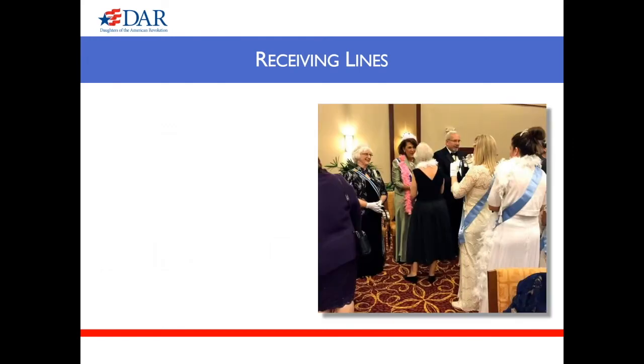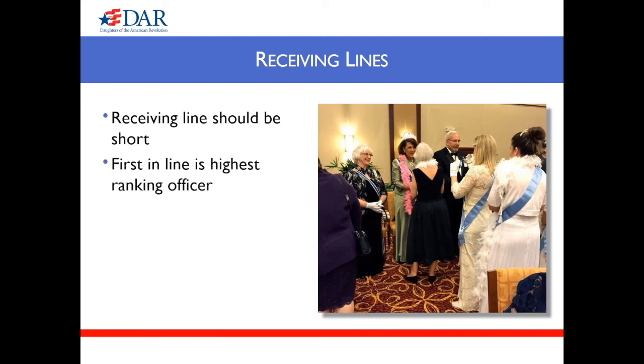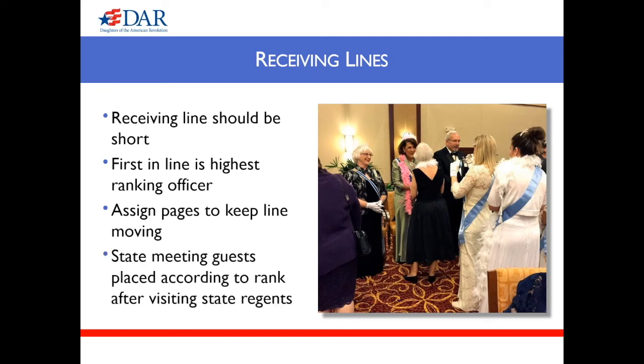Receiving lines do not have to include everyone with the title, but if you include one individual from a category, it is appropriate to include all others within that category. For example, if you include one national chair in a receiving line, all other national chairs present should also be included. Receiving lines should be as short as possible. It is helpful to have a trained hostess or pages assigned to help move the guests quickly and politely through the line. At a state meeting, official out-of-state guests not in the category of visiting state regent are placed just after the visiting state regent category, according to rank.